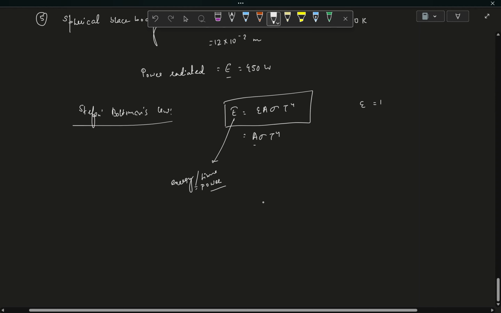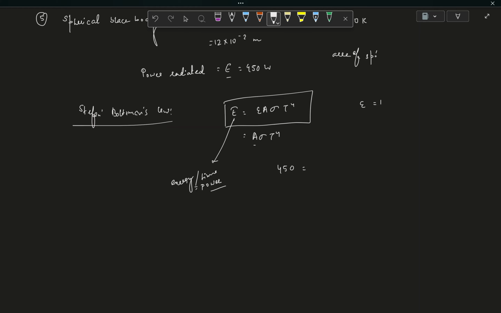Okay, so now you have that 450 watt or 450 joule per second is equal to, you have to know what is the area of a sphere. Area of a sphere is simply 4 pi r squared. So this is 4 pi, 12 into 10 to the power minus 2 in meter radius r squared, into sigma is 5.67 into 10 to the power of minus 8, into T to the power 4 is 500 to the power of 4.